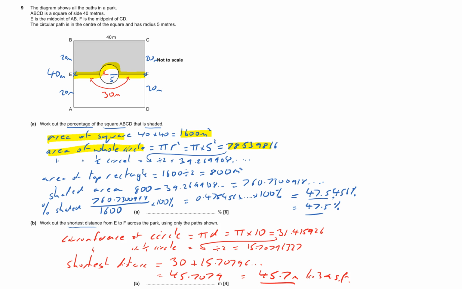So 10 marks. I think the key thing, as I say, is write down some words and just do little bits of it. Don't have to work out everything all in one go. That's 9 done.